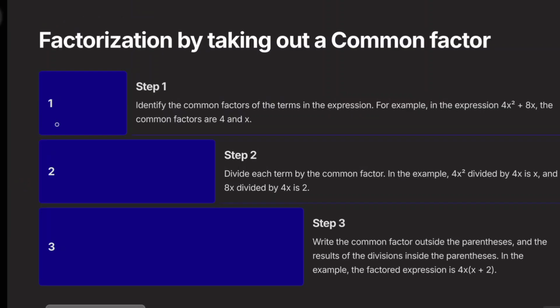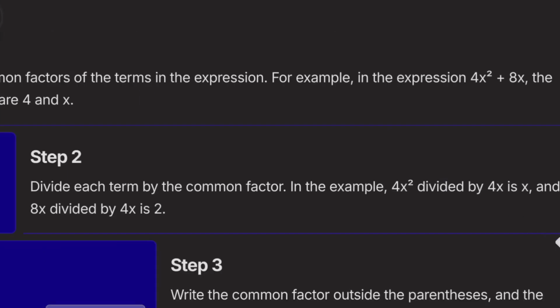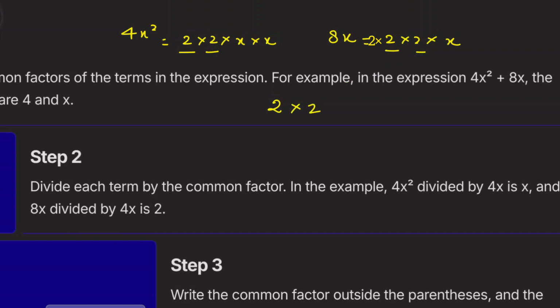Students, our next topic is factorization by taking out a common factor. In this method, we are going to find the factorization of the numbers by using their common factor. Let us see one example here. We have 4x square and here we have 8x. As you can see, the factors of 4x square are 2 into 2 into x into x, and here 2 into 2 into x. So as you can see, 2, 2 is common, and 1 x is common.